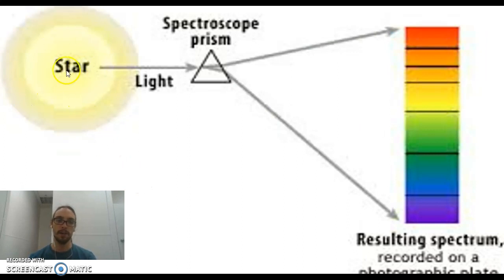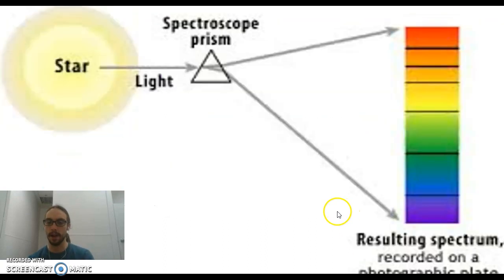So we get a star. That star is going to shoot light out. The spectroscope kind of creates a little bit of a prism inside of that telescope. The prism is going to separate light. And so whatever light comes through and hits the spectrograph, we get that as a number in wavelength. So it says recorded on a photographic plate.